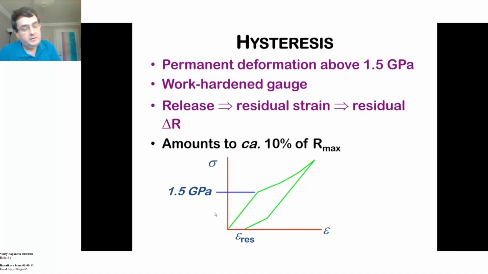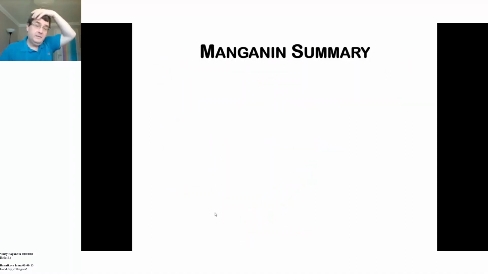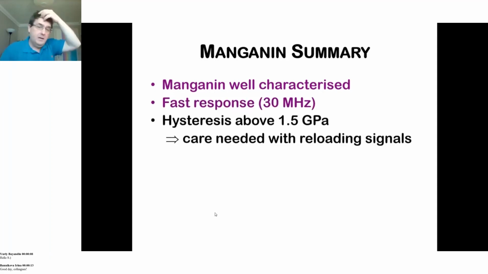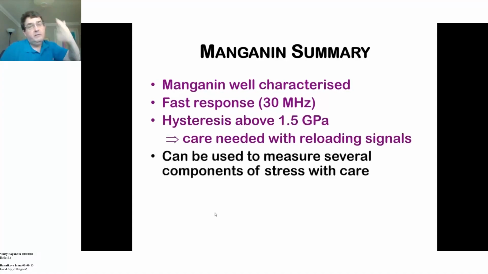So if you keep shocking the gauge up and up, you can fairly directly measure the stress, but coming down on release, make sure you know if hysteresis has occurred in the gauge, and that occurs if the measurement in the gauge is above 1.5 gigapascals. Okay. Now, manganin is well characterized. It's got a fast response. Its hysteresis is above 1.5 GPa, so let's be careful there. It can be used to measure several components of stress. Again, you notice, with care.